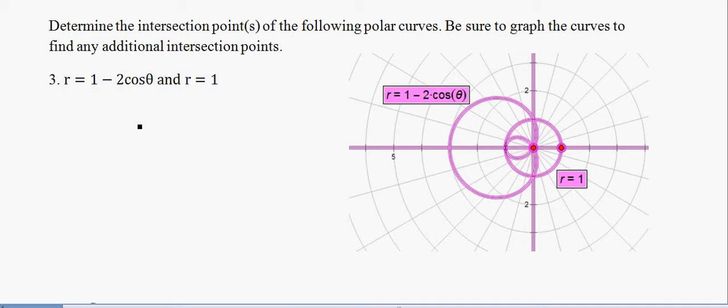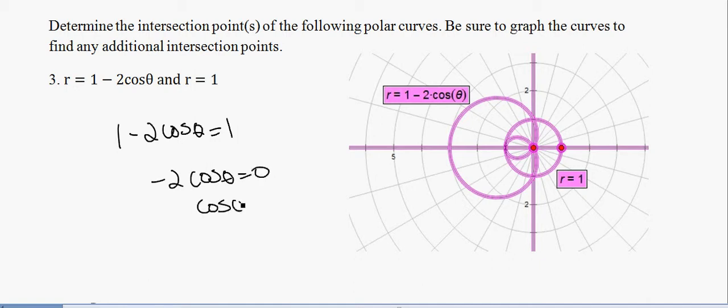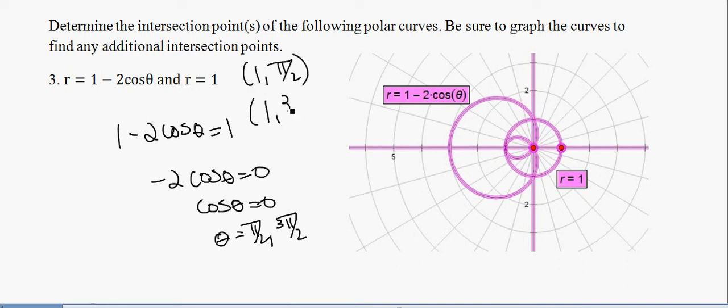So I'm just going to set these two equal to each other because they're both equal to r, pretty straightforward. So I get 1 minus 2 cosine theta is equal to 1. I bring the 1 over, so I get negative 2 cosine theta is equal to 0. So cosine of theta is equal to 0, so theta is equal to pi over 2 and 3 pi over 2. Since this is a radius of 1, I get (1, pi over 2) and (1, 3 pi over 2). But I also have this other point over here by inspection.